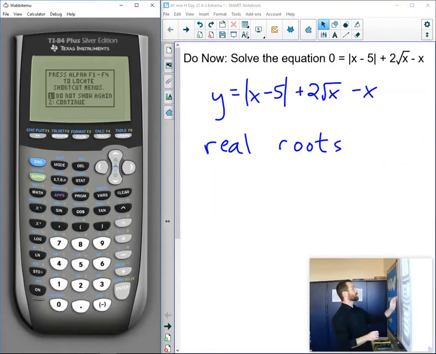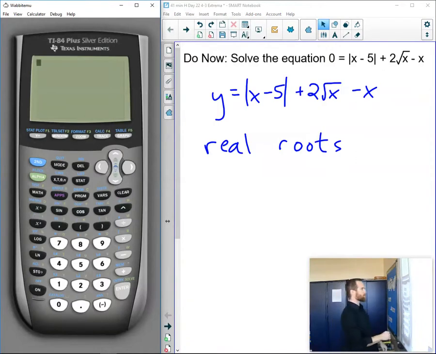So I'm going to turn my calculator on, hit y equals. So we want absolute value, so I have to hit math, go over to number for the absolute value. Oh, why didn't I hit y equals? There we go. So math, go to number, absolute value, x minus 5, hit right to get out of the absolute value, plus 2 times the square root. I have to hit second, x squared gives me a square root. X, hit right to get out of the radical, minus x, and now we're ready to graph. Let's see what this looks like.